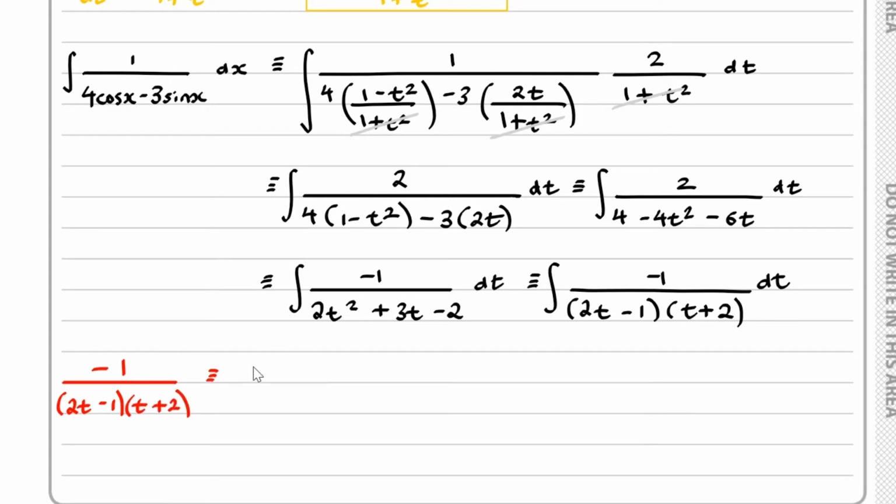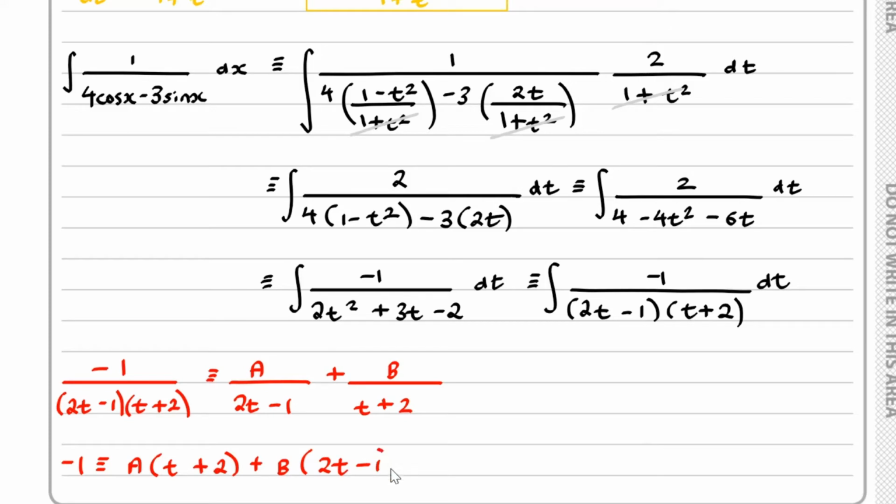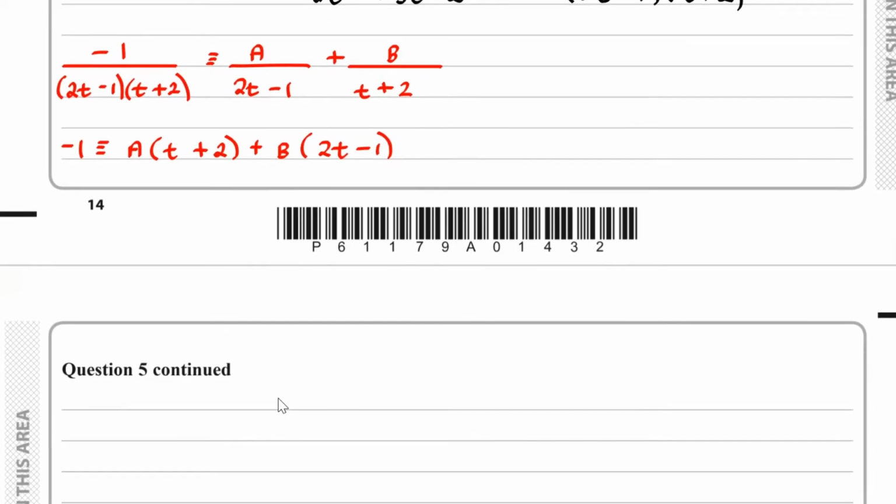This is obviously the same as a over 2t minus 1 plus b over t plus 2. Okay, and multiplying through by 2t minus 1 lots of t plus 2, we have minus 1, which is equivalent to a lots of t plus 2 plus b lots of 2t minus 1. Okay, so with that we can now substitute in values to eliminate the brackets.